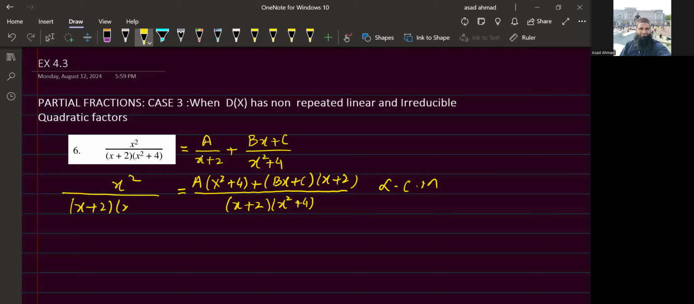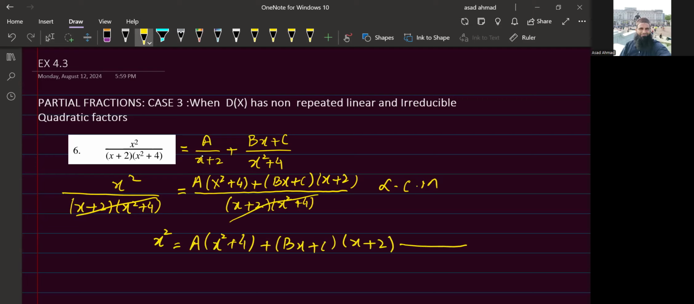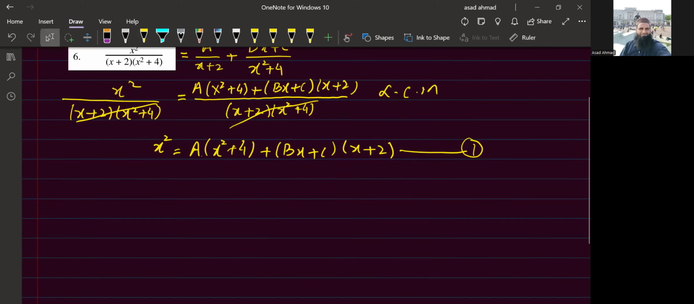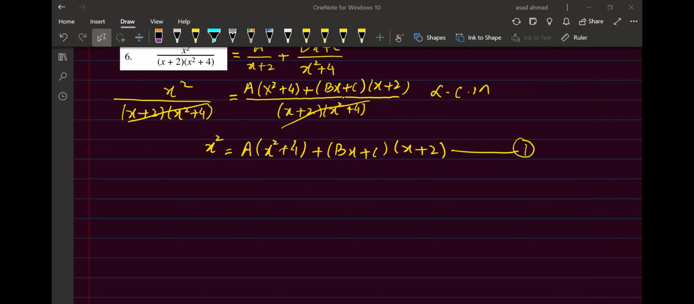The terms on left hand side would remain as it is. And once we operate the LCM, in the same step, we will cancel out these two parts, and the equation will become A times x square plus 4, plus Bx plus C into x plus 2. We will label it as equation number 1.